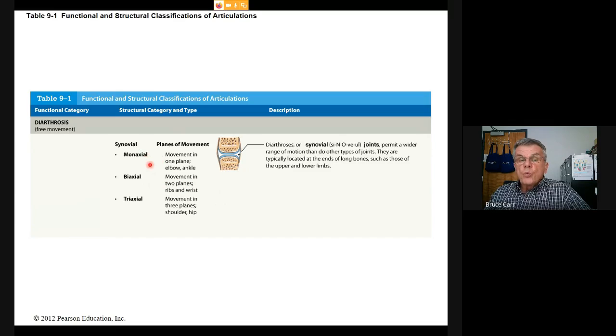Does it move in two planes, x and y? So movement in one plane is like the elbow or the ankle. You can see that this arm forms a plane, and the flexing of the elbow or the flexing of the ankle, that's talus on lower leg, is a monoaxial joint. Biaxial refers to two planes. Ribs move in two planes, and so do wrists.